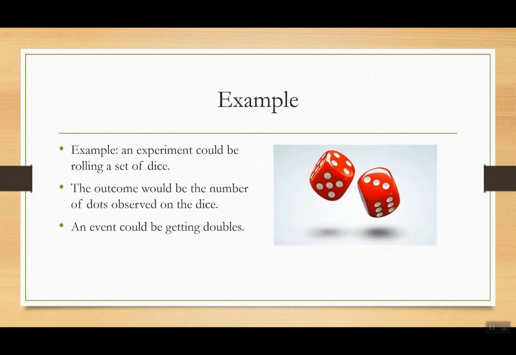Again, let's look at an example to really clarify what those definitions mean. So, an easy example would be rolling a set of dice. The outcome would be the number of dots observed on the dice. And an event could be something like getting doubles.